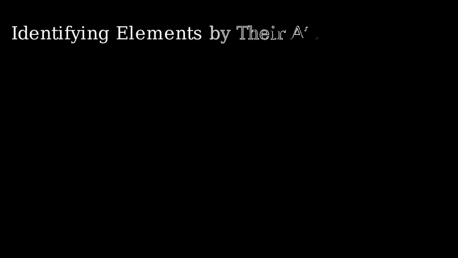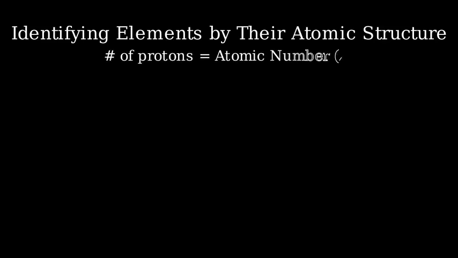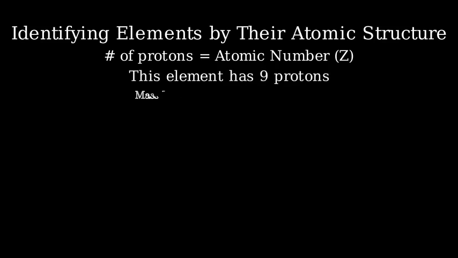Let's identify and explore the element that has 9 protons and 10 neutrons. First, let's recall that the number of protons in an atom determines which element it is. This is called the atomic number. And when we add the number of protons and neutrons together, we get the mass number.